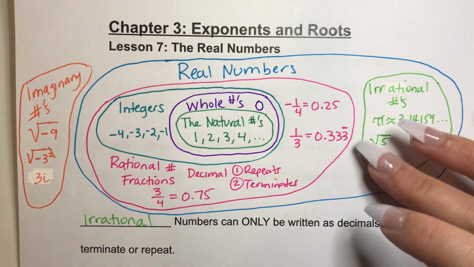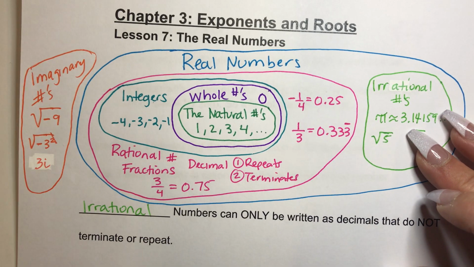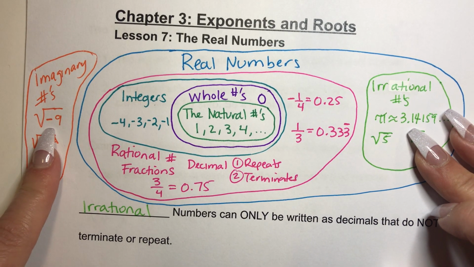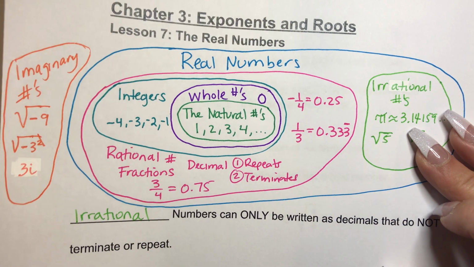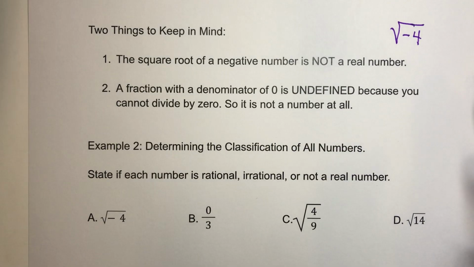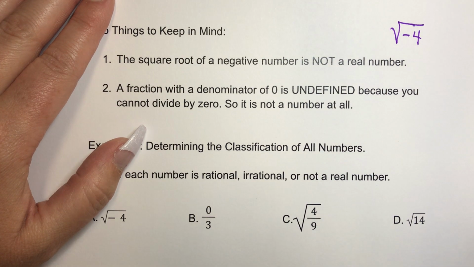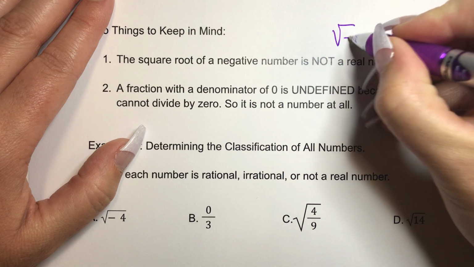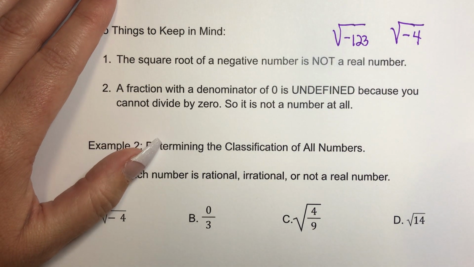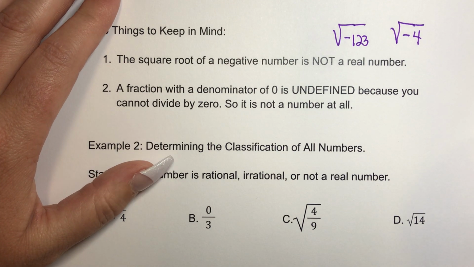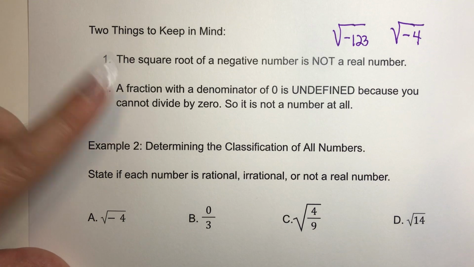All of these are real numbers: natural numbers, whole numbers, integers, rational numbers, and irrational numbers. But if you have a negative inside the square root, that is an imaginary number. And like I said, you're going to learn about that in Algebra 2. But for right now, we're going to call that not a real number. So anything like that, or square root of -123. Anytime there's a negative inside the square root, it is not a real number. It's called an imaginary number. So that's the first thing to keep in mind.